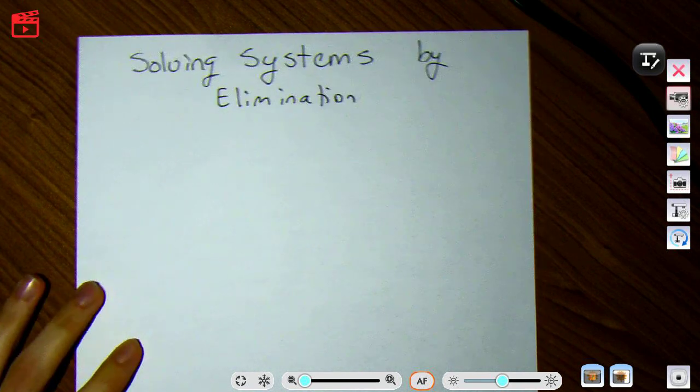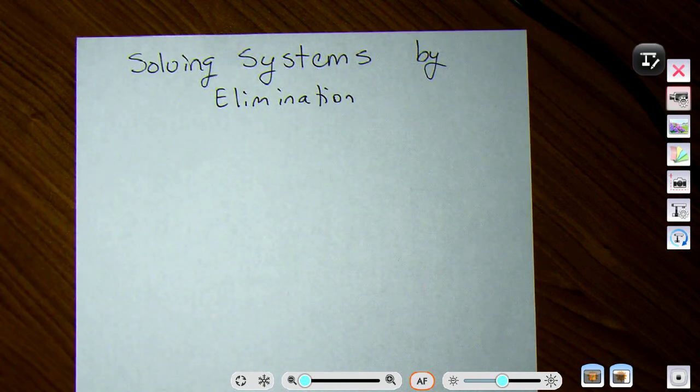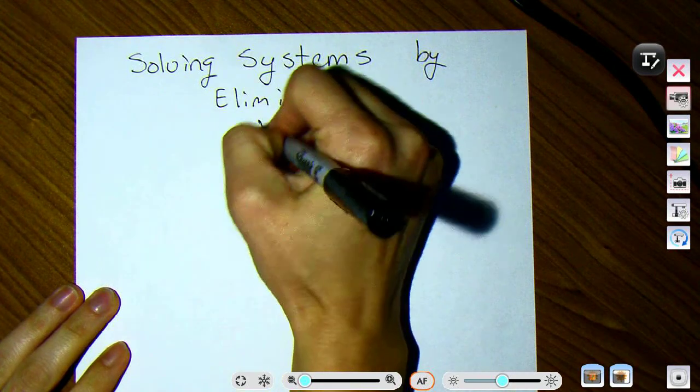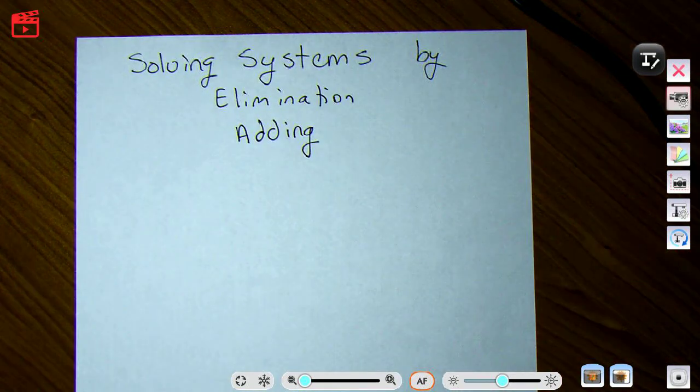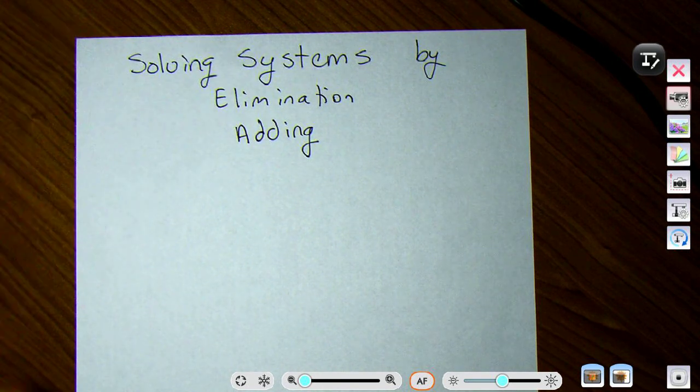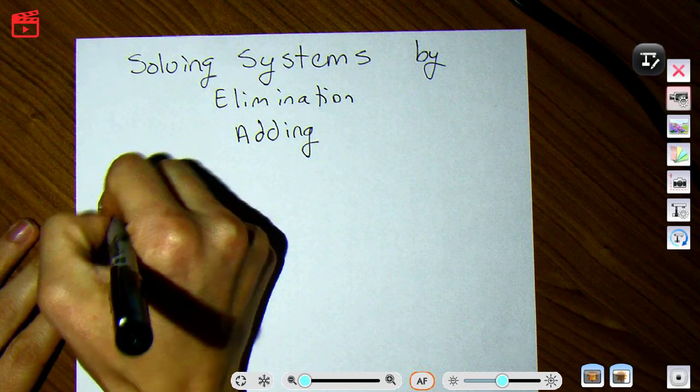Okay, so we're looking at solving systems of linear equations by elimination. It's called the elimination method, or sometimes the addition or adding method. Both of them are fitting because what we're going to do is literally add our equations together in a way that would make one of the variables be eliminated. So I'm going to jump right into an example and we can see what I'm talking about.